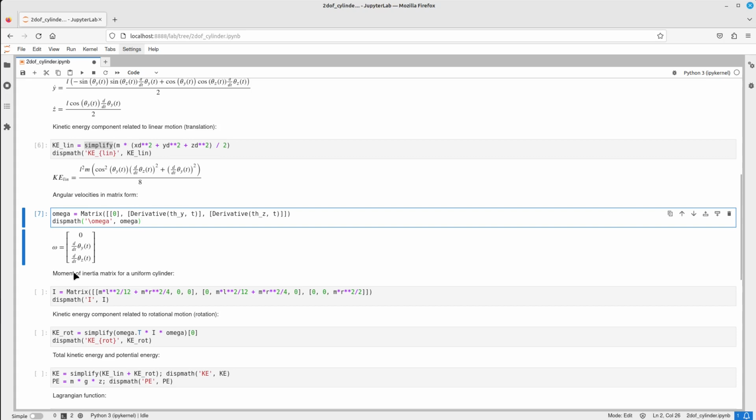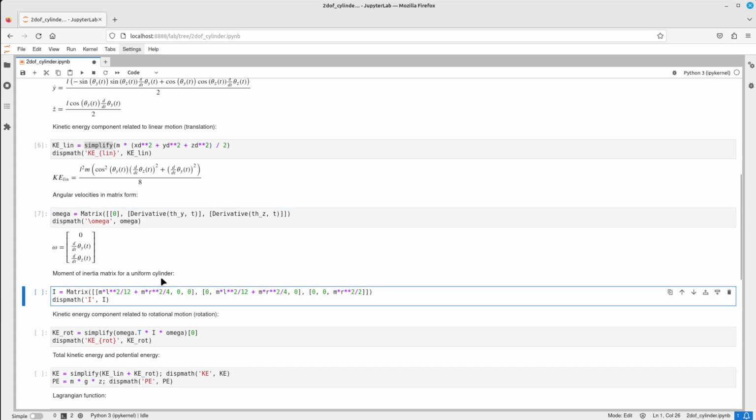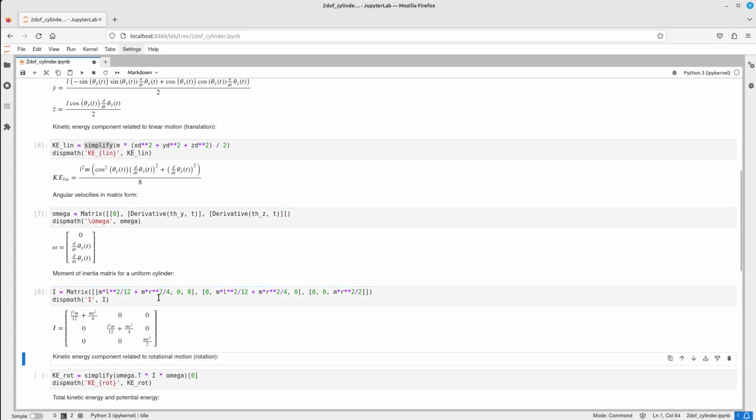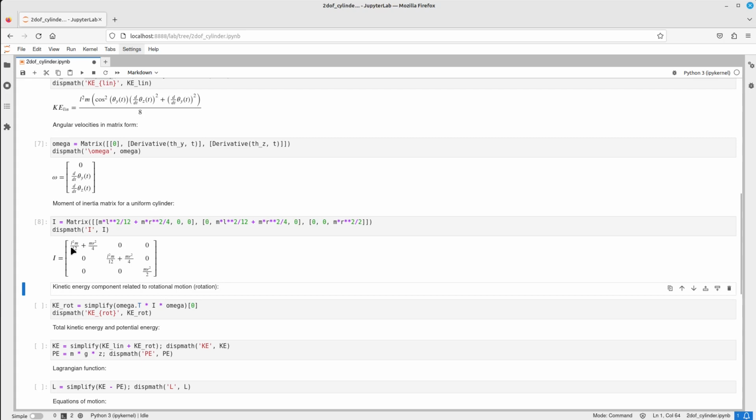And then we have the moment of inertia matrix for a uniform cylinder. Let's see what it looks like. On the main diagonal we have those expressions, and the off-diagonal elements are equal to 0. Basically the cylinder is uniform, so there's no moment of deviation here, so to speak.